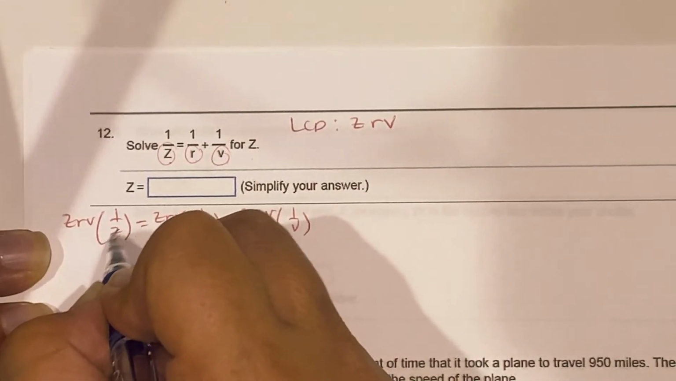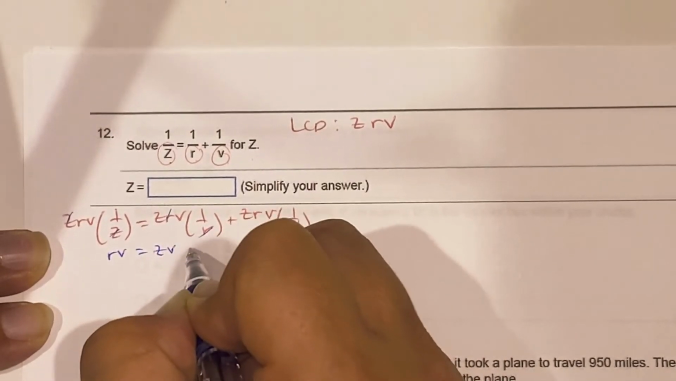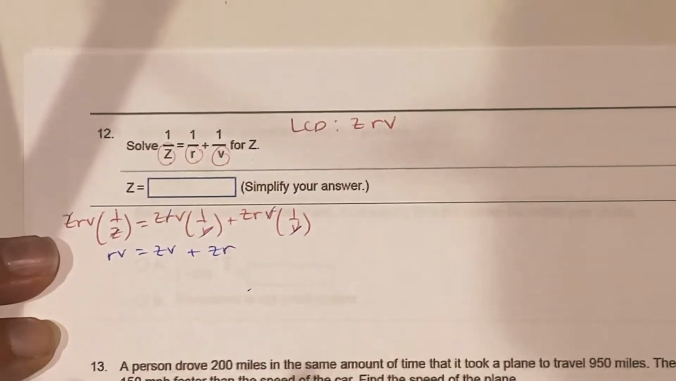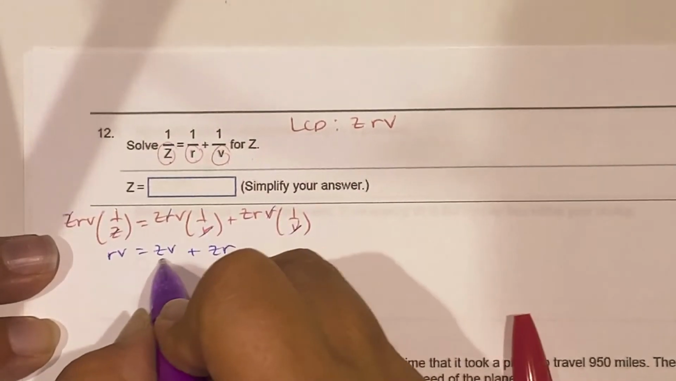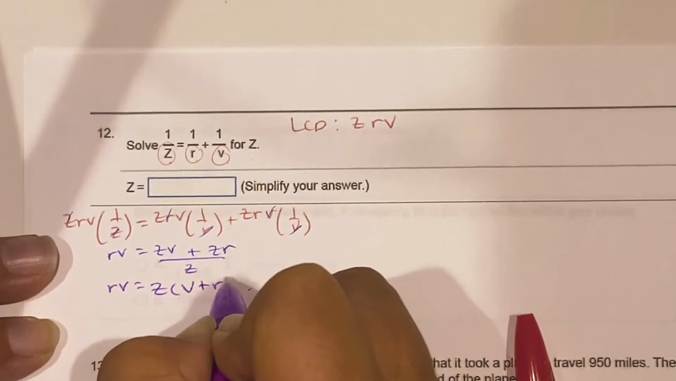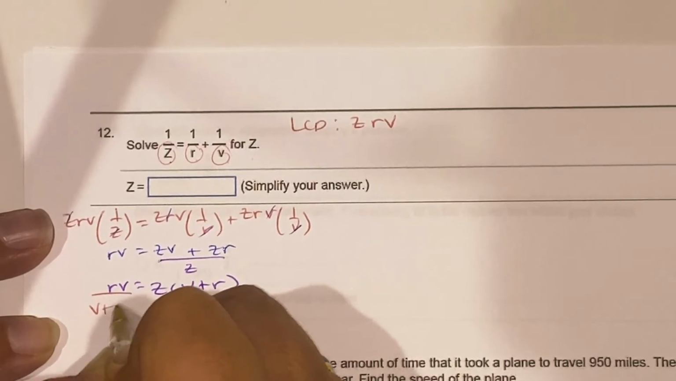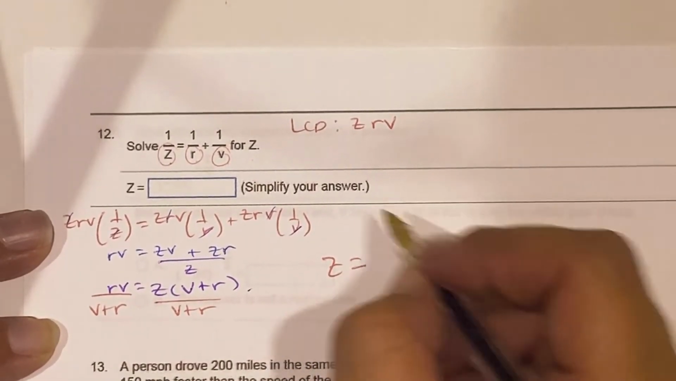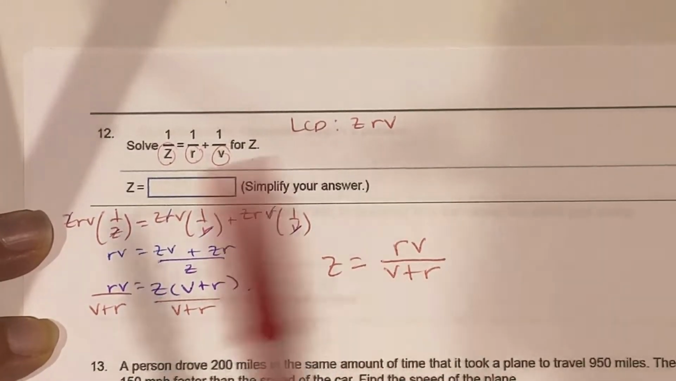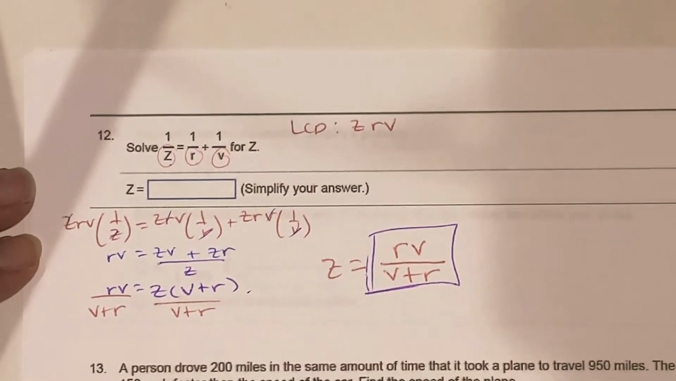So when the z's cancel out, we get rv equals, when the r's cancel out, you get zv, plus when the v's cancel out, you get zr. So the z's happen to be on the same side. So what we're going to do is factor out the z. So you have rv equals z times v plus r. And then you're going to divide both sides by v plus r. So z is the same as rv sitting on top of v plus r. So that's what you're going to write into the box, because the z is already embedded.